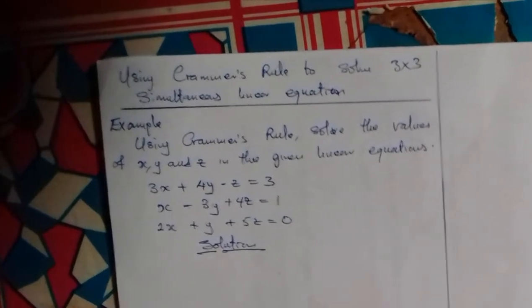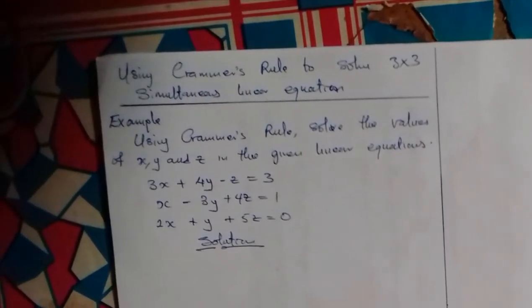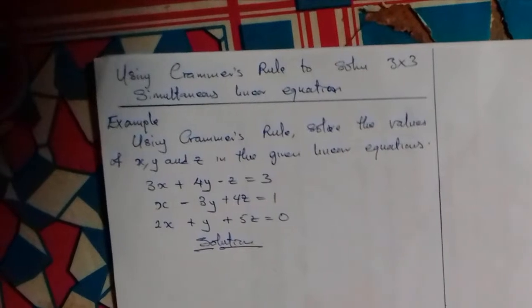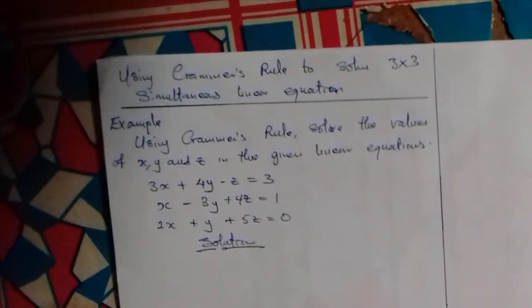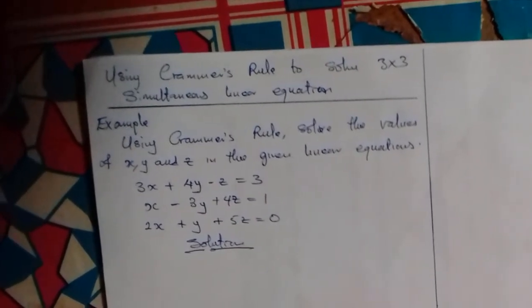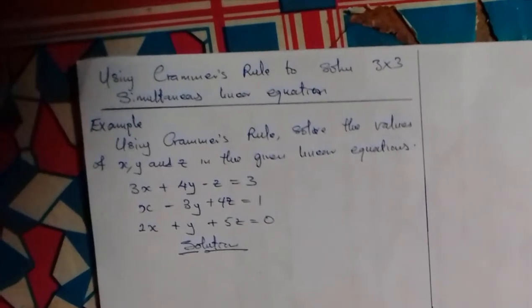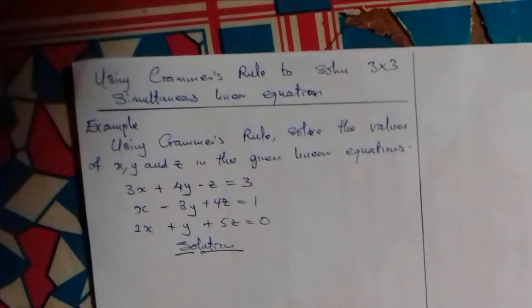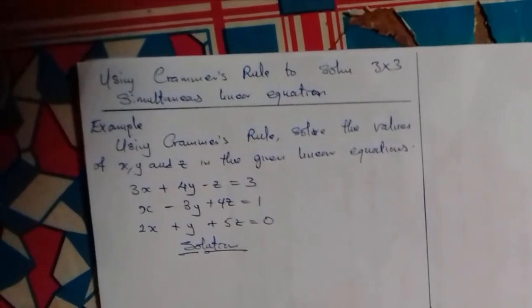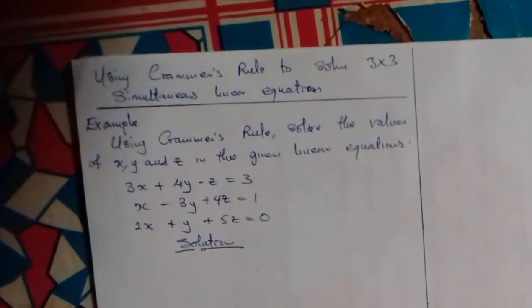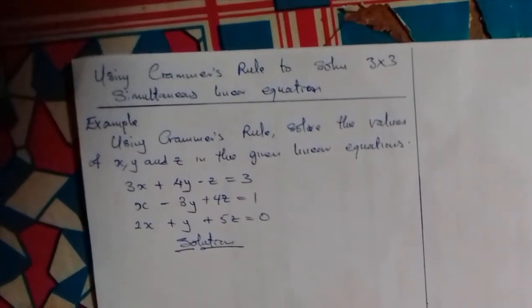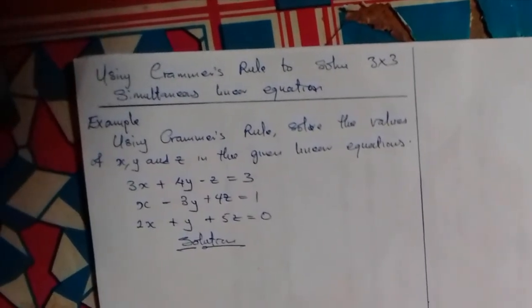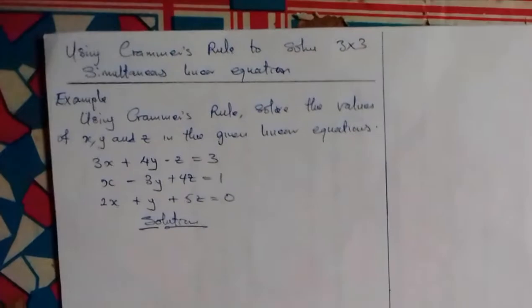the given linear equations. And we have the equations to be 3x plus 4y minus z equals 3. That's equation 1. Then the second one, x minus 3y plus 4z equals 1. That's equation 2. Then we have 2x plus y plus 5z equals 0. That's equation 3. Now, to solve this, we have to first transform the given equations to matrix form.